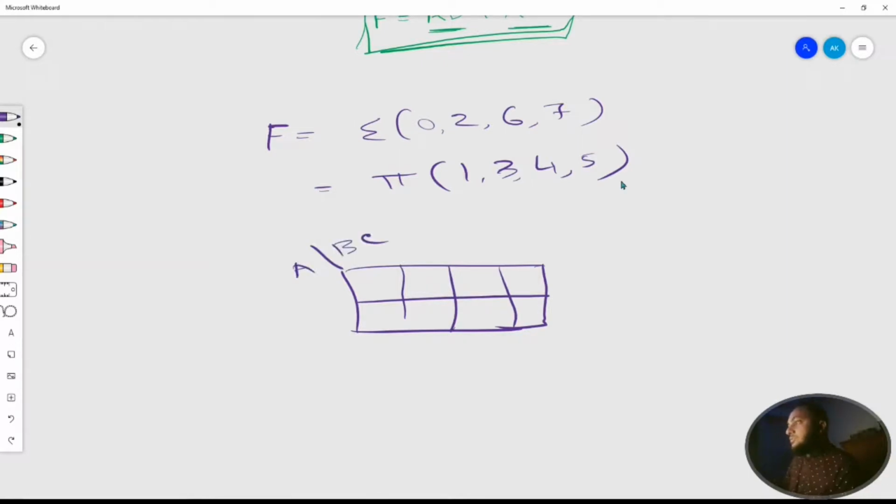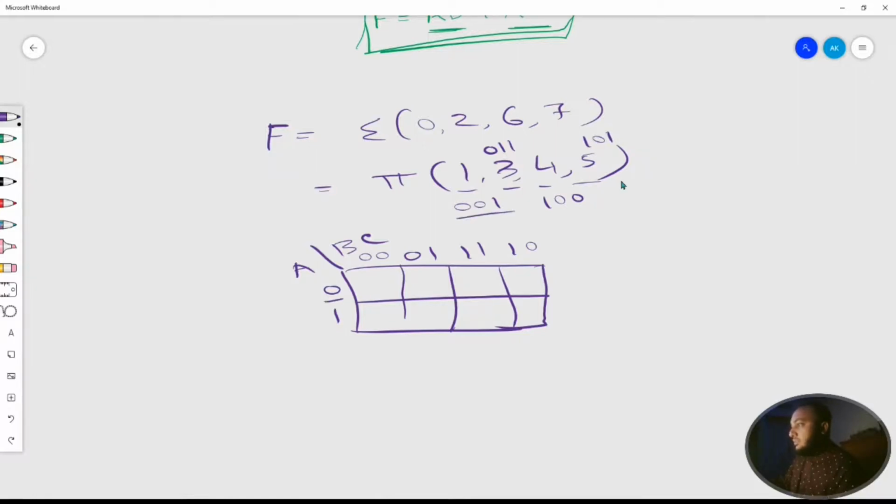from the POS form. So for A we will write 0 1, for BC we will write 0 0, 0 1, 1 1, 1 0. So we need to put zeros in these positions. So for 1 the binary form is 0 0 1. 3, the binary form is 0 1 1. For 4 it's 1 0 0. For 5 it's 1 0 1. So we need to put 0 here.